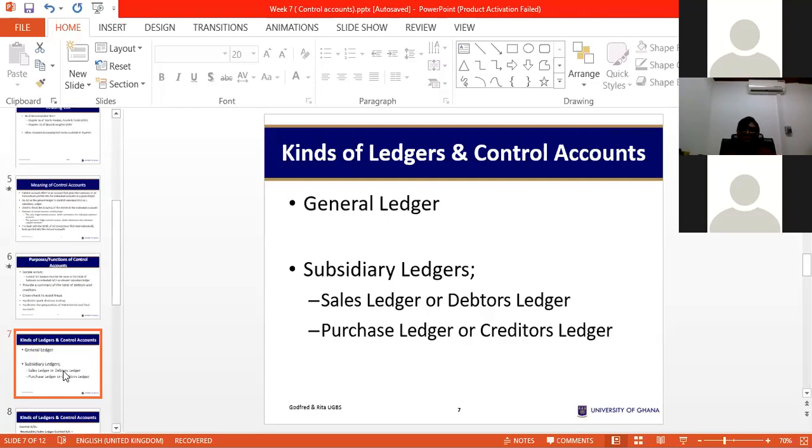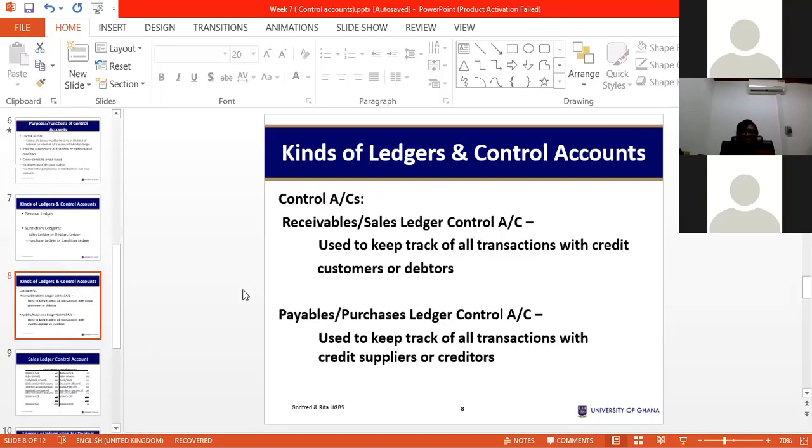Now, these are the two main kinds of ledgers, as we already know, the general ledger and the subsidiary ledgers. In the same vein, we have the control accounts. And the control account is mostly focused on the subsidiary ledgers. So we have the sales ledger. We similarly have the sales ledger control account, okay? And what is the sales ledger control account used for? It is used to keep track of all transactions with our credit customers or debtors.